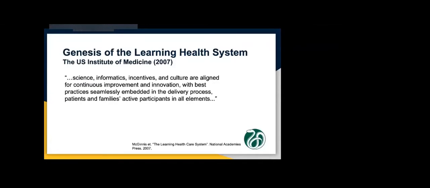A quick piece of history. The learning health system idea is about 14 years old. It was advanced by what was then called the U.S. Institute of Medicine in 2007, and they defined the learning health system as an alignment of science, informatics, incentives, and culture for continuous improvement and innovation, with best practices embedded in the delivery process and everybody involved, including patients and families. Next slide, please.